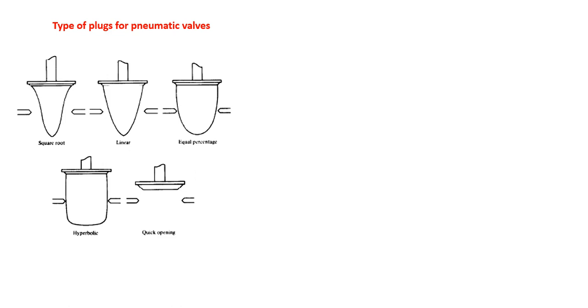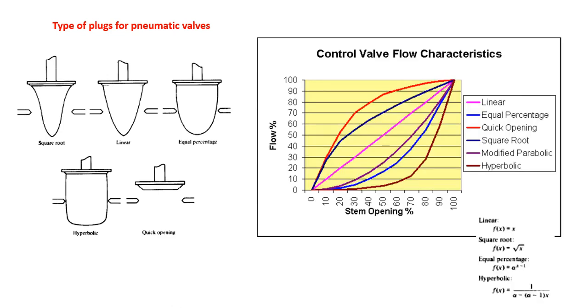Now, depending upon the shape of the plug, there are different types of pneumatic valves, and these decide how the flow rate works. We have a simple control valve flow characteristic. On the y-axis, we have the percentage of flow, that is the outlet flow rate, and on the x-axis the stem positioning, opening. Now suppose the type of plug is of square root nature, then the outlet flow rate will have a square root relation with the stem position.